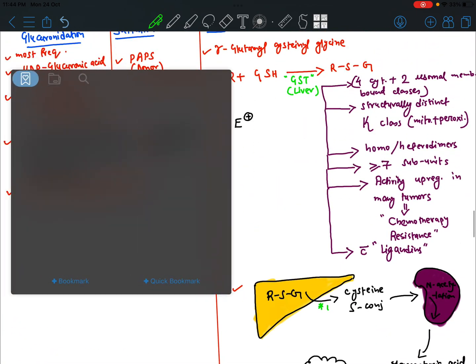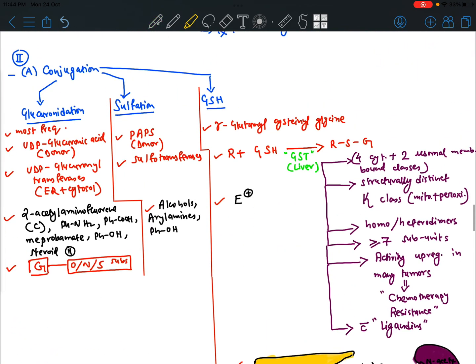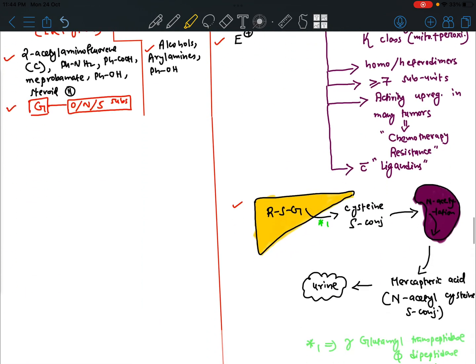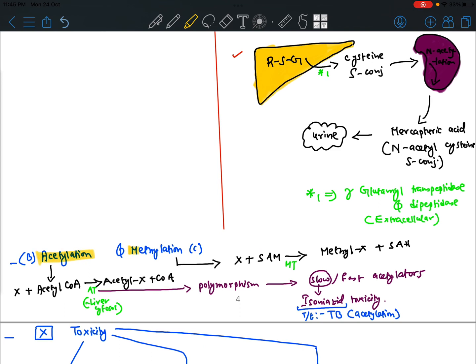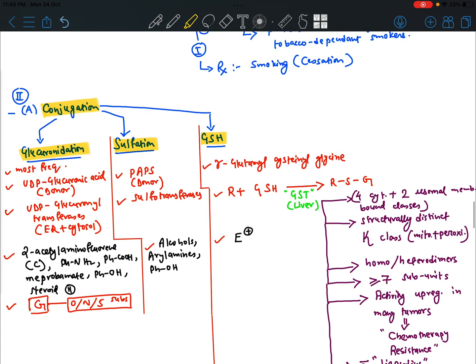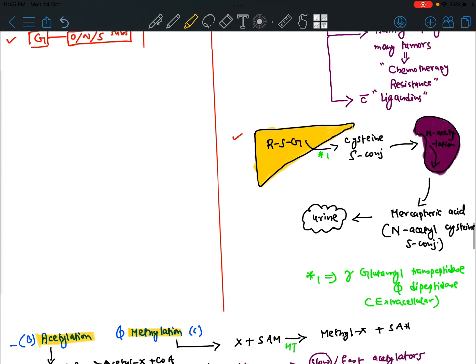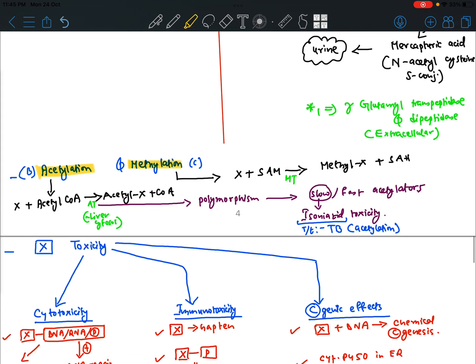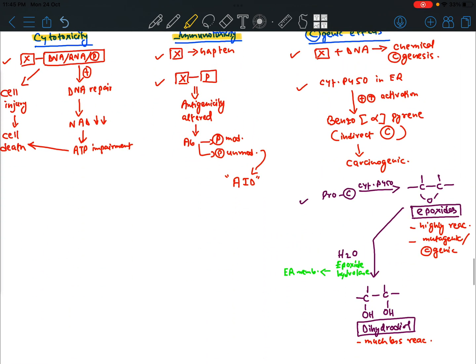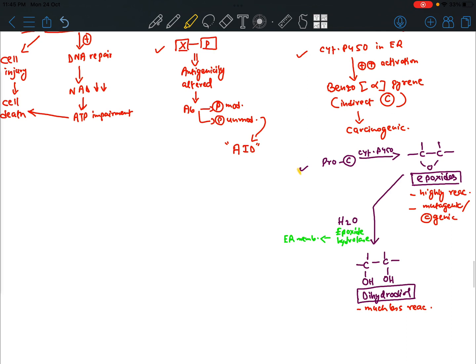So let's recapitulate a bit, just a little bit, what we read about phase 2. Phase 2 is conjugation, acetylation and methylation. Conjugation is again of three types: glucuronidation, sulfation and with GSH. Most frequent is glucuronidation. We learned about all these things, and then acetylation, methylation, then we learned about toxicity: cytotoxicity, immunotoxicity and carcinogenic effects. All these things have protective function. We learned about the protective function, and that's it.